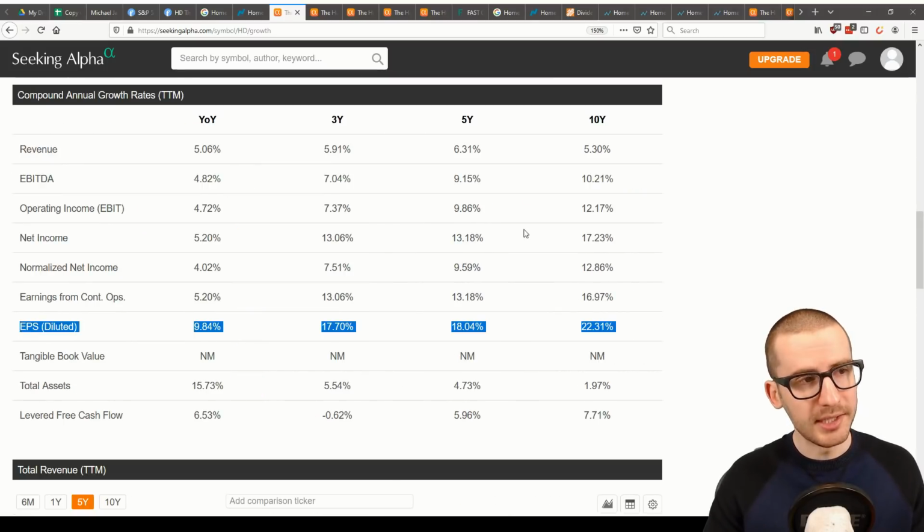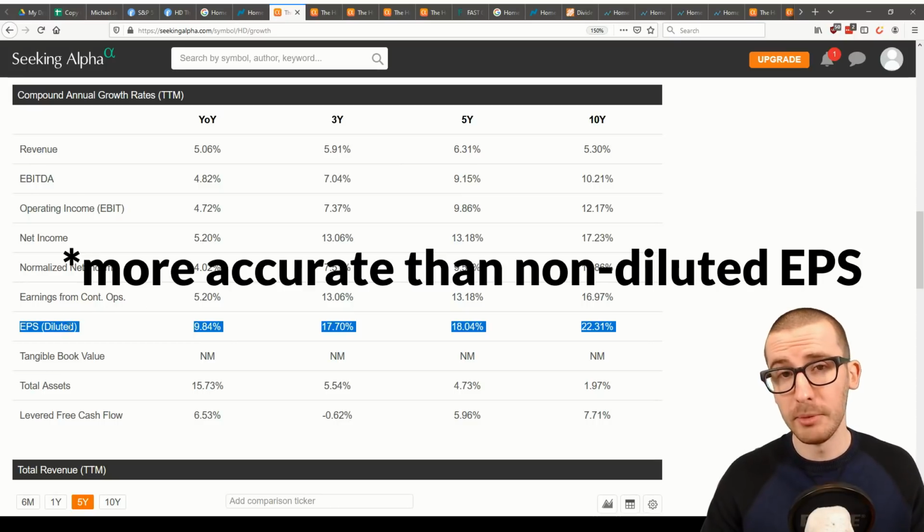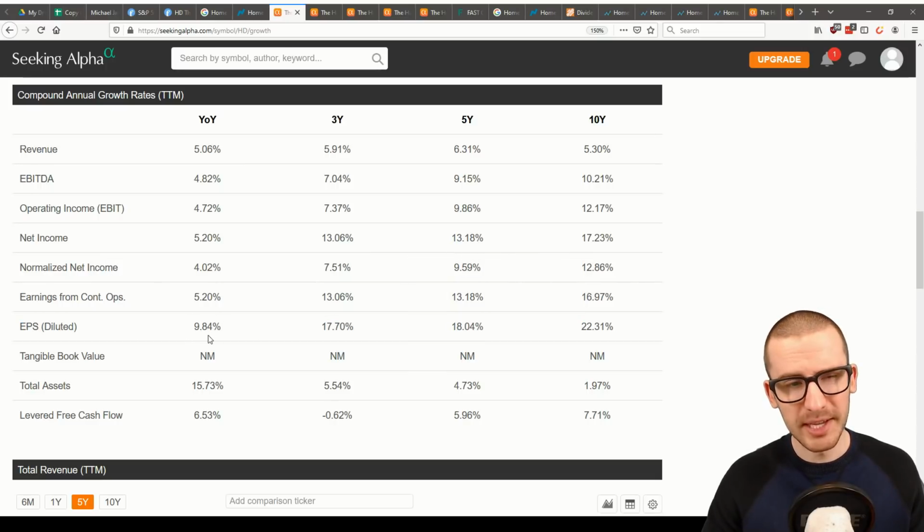Scrolling down a bit, we can see the compounded annual growth rates for earnings per share, and you always want to look at the diluted earnings per share because that's most accurate and representative of true shareholders. In this case, earnings were up about 10% year over year. Over the last 3 years, it was an annualized growth rate of about 18%, and since the Great Recession, an annualized growth rate of 22%.